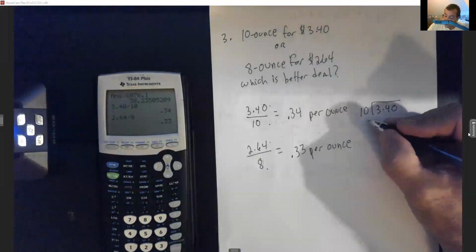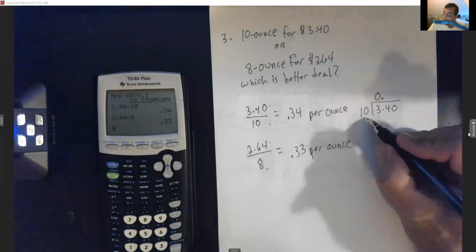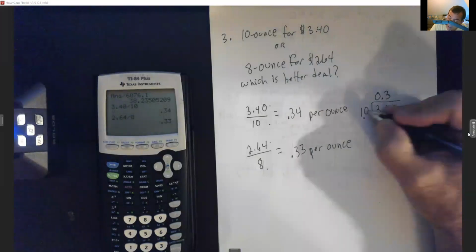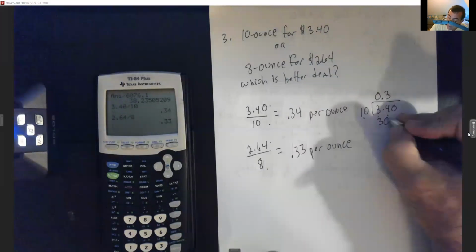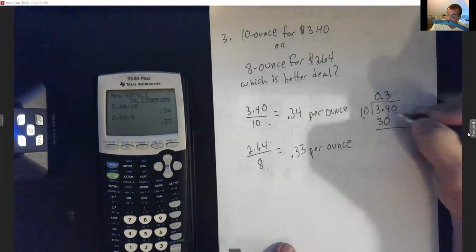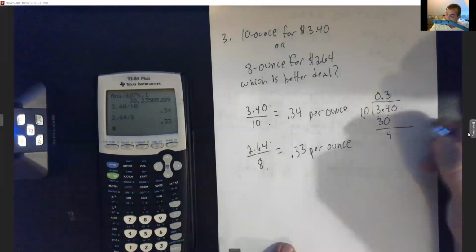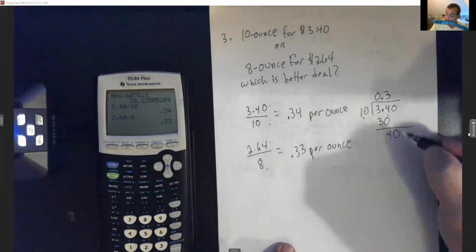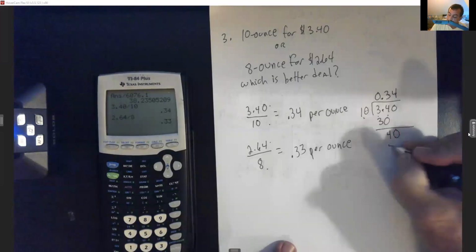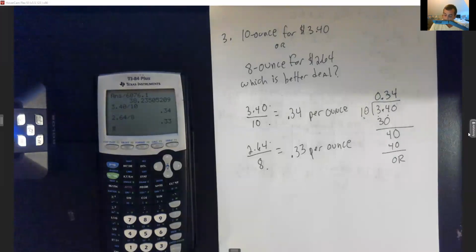Now remember, if you're doing these by hand, you would take your 3.40 and divide by 10. All right, 10 don't go into 3, so you write a 0. And then you would see 10 goes into 34 3 times. 3 times 10 is 30. And notice I left the decimal in the same place it was down here. And then you would subtract. 34 minus 30 leaves me 4. Bring down the 0. And then 10 goes into 40 4 times. 4 times 10 is 40. 0 remainder. Okay, so there's my 34 cents.